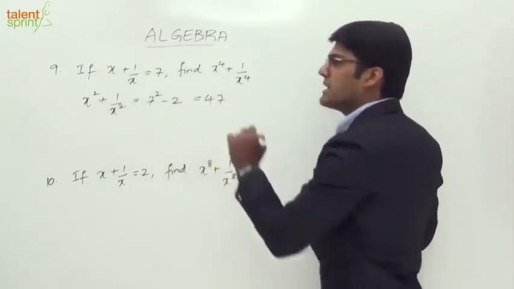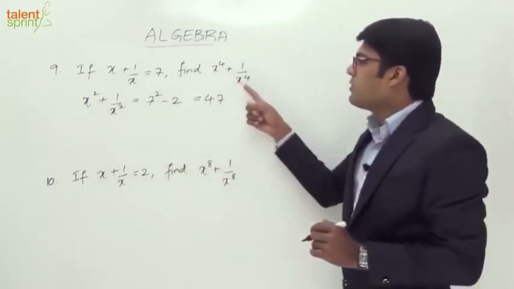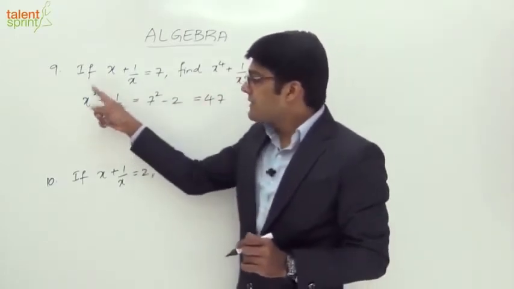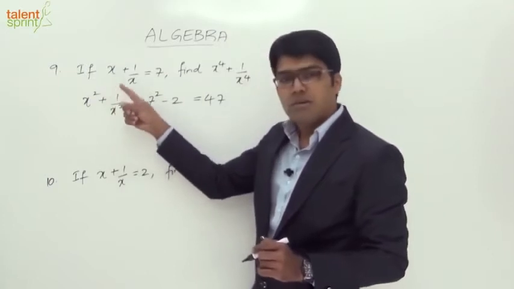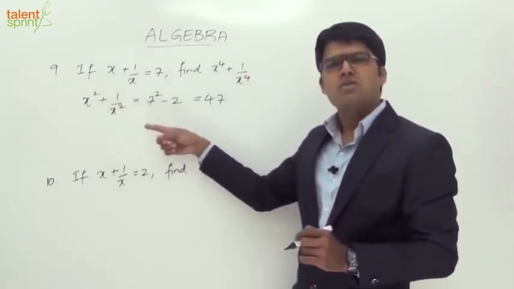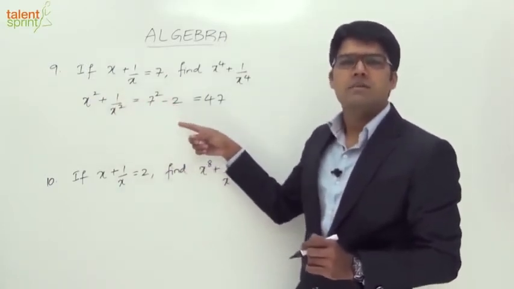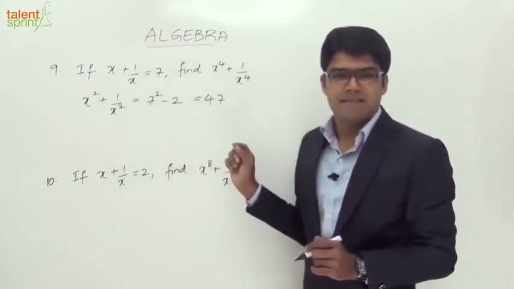Now square on both the sides, what happens? See, x power 4 plus 1 by x power 4 will be equal to x square plus 1 by x square whole square. So we get x power 4 plus 1 by x power 4 plus 2 into x square into 1 by x square. Again, x square and 1 by x square gets cancelled, right?